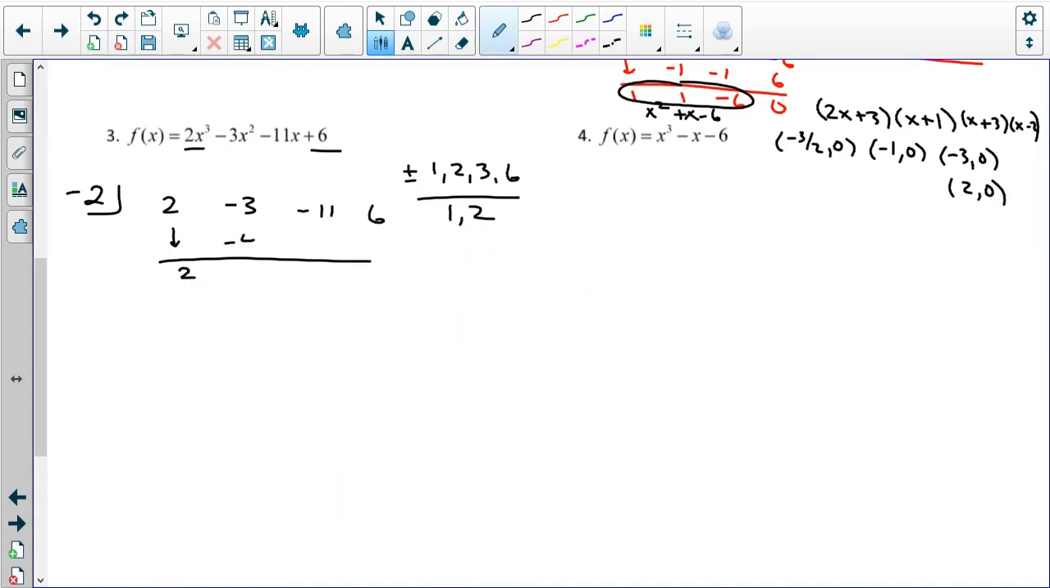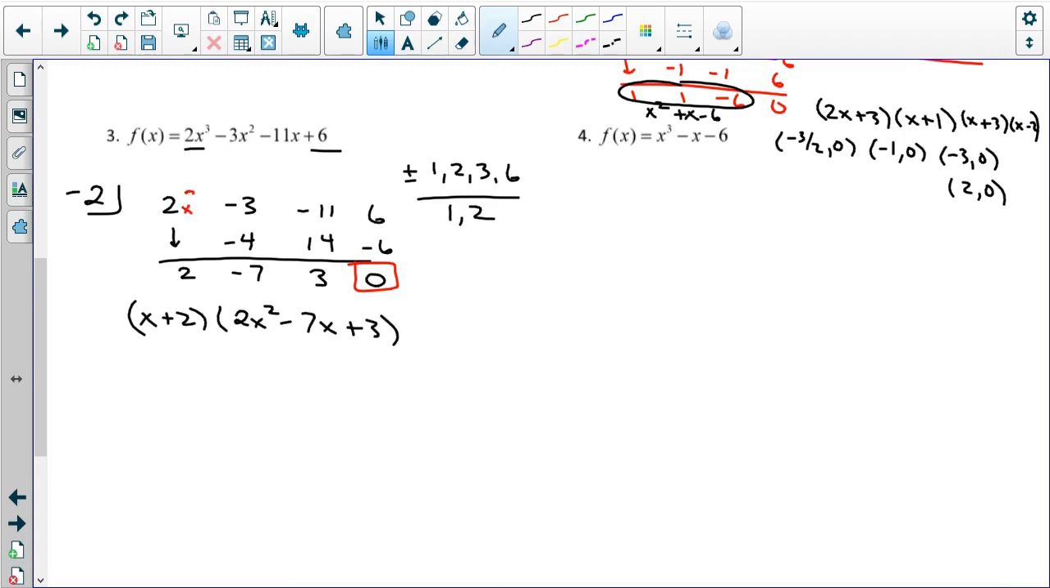2 times negative 2 is negative 4. Negative 7 times negative 2 is 14. 3 times negative 2 is negative 6. And I finally have a winner where my remainder is 0. So I can write this as x plus 2 times 2x squared minus 7x plus 3.